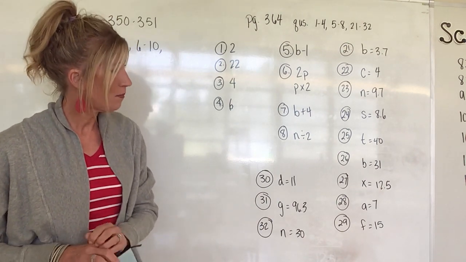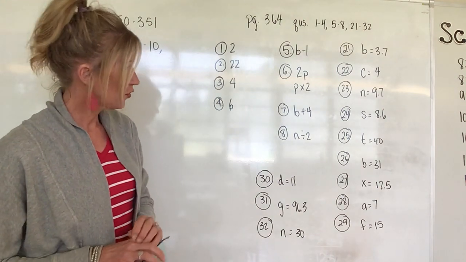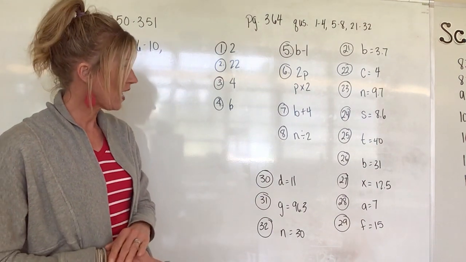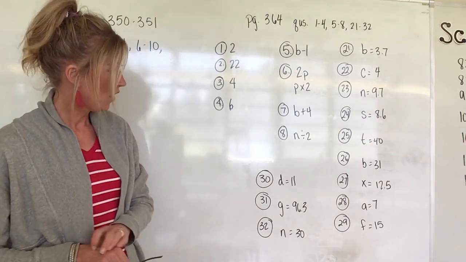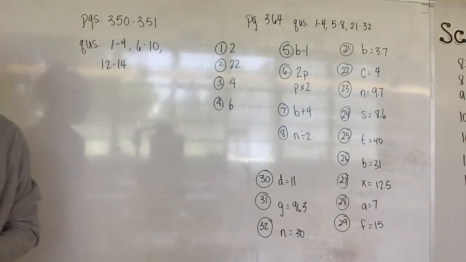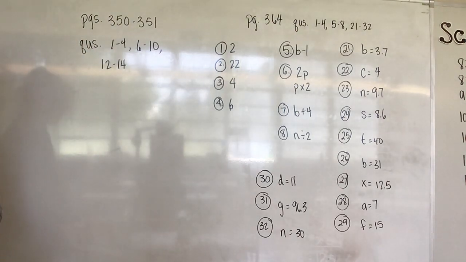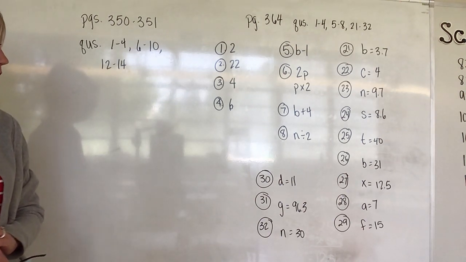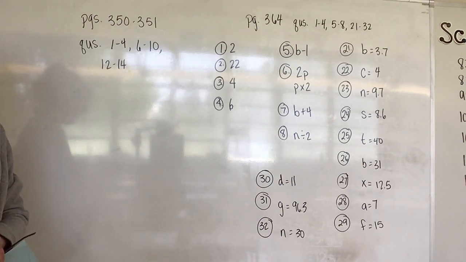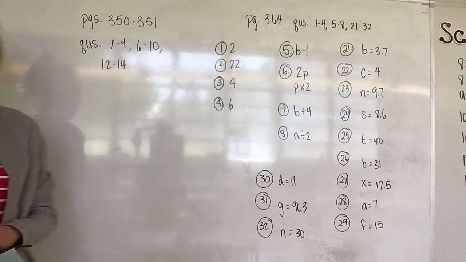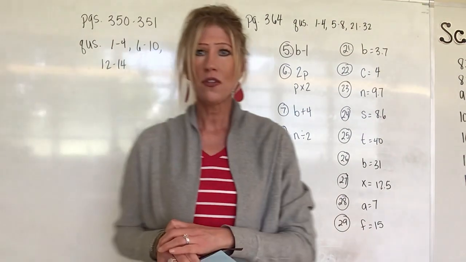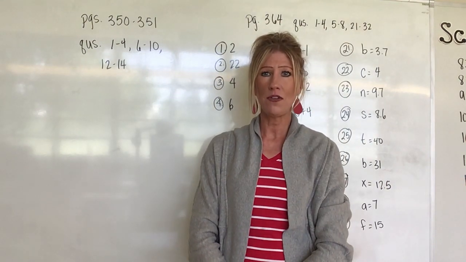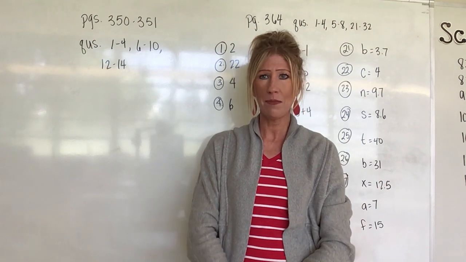For 26, b equals 31. For 27, x equals 12.5. For 28, a equals 7. For 29, f equals 15. Okay, over here, 30, d equals 11. 31, g equals 96.3. And number 32, n equals 30. Okay, hopefully you did well on those. If you have any questions, you can always get on Zoom today and ask me, and we can talk about that if you cannot figure out what you did wrong or what was happening there.